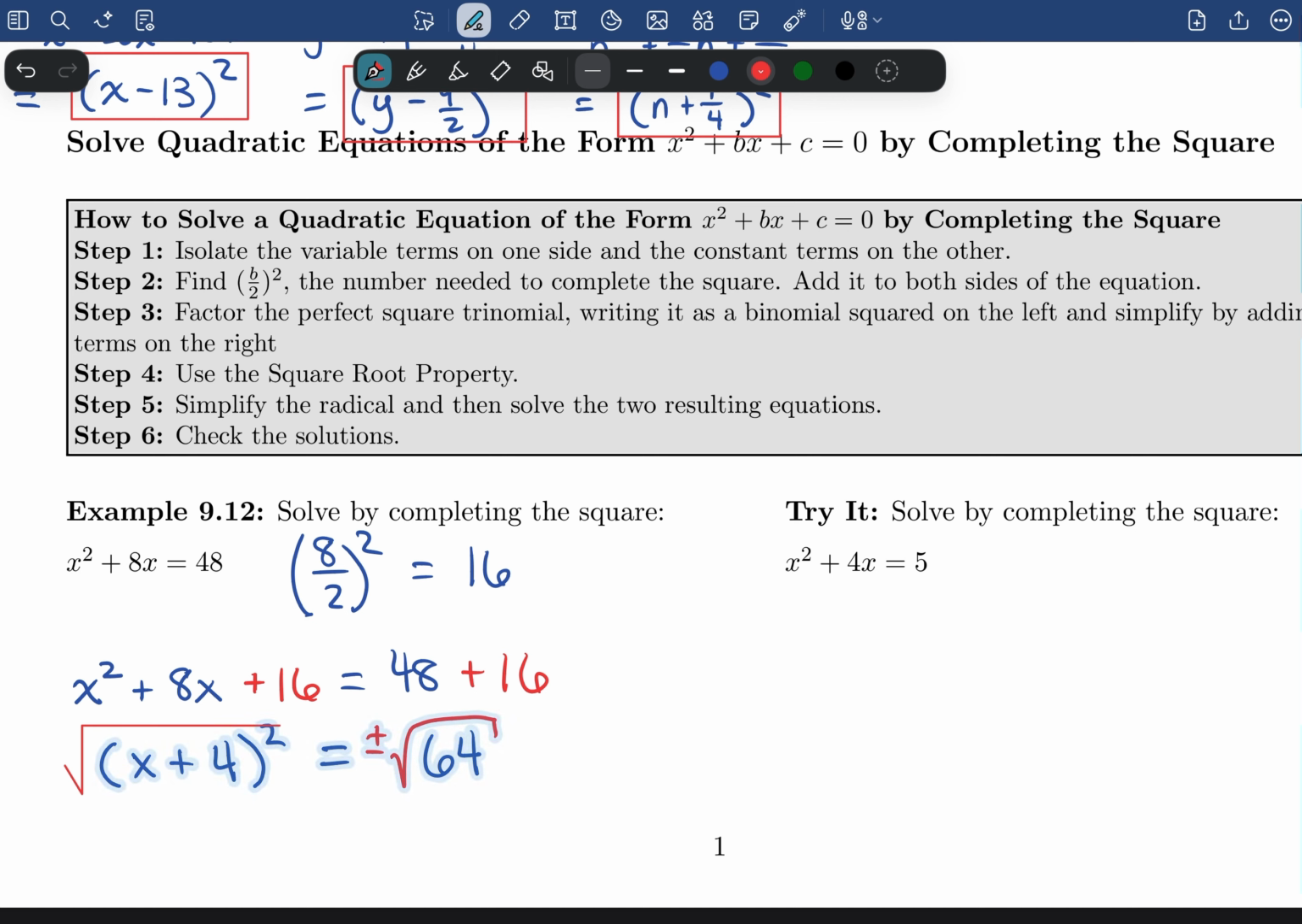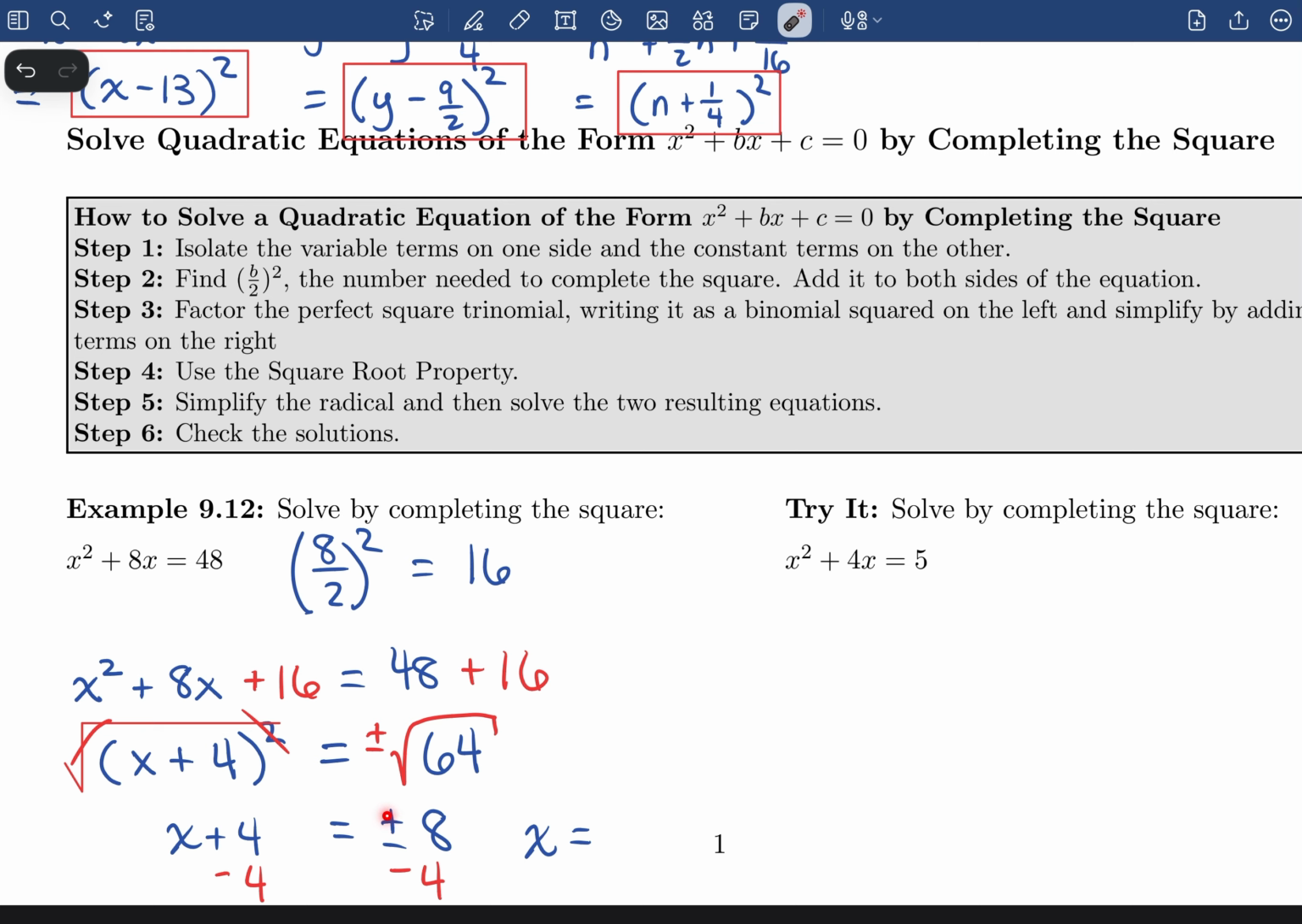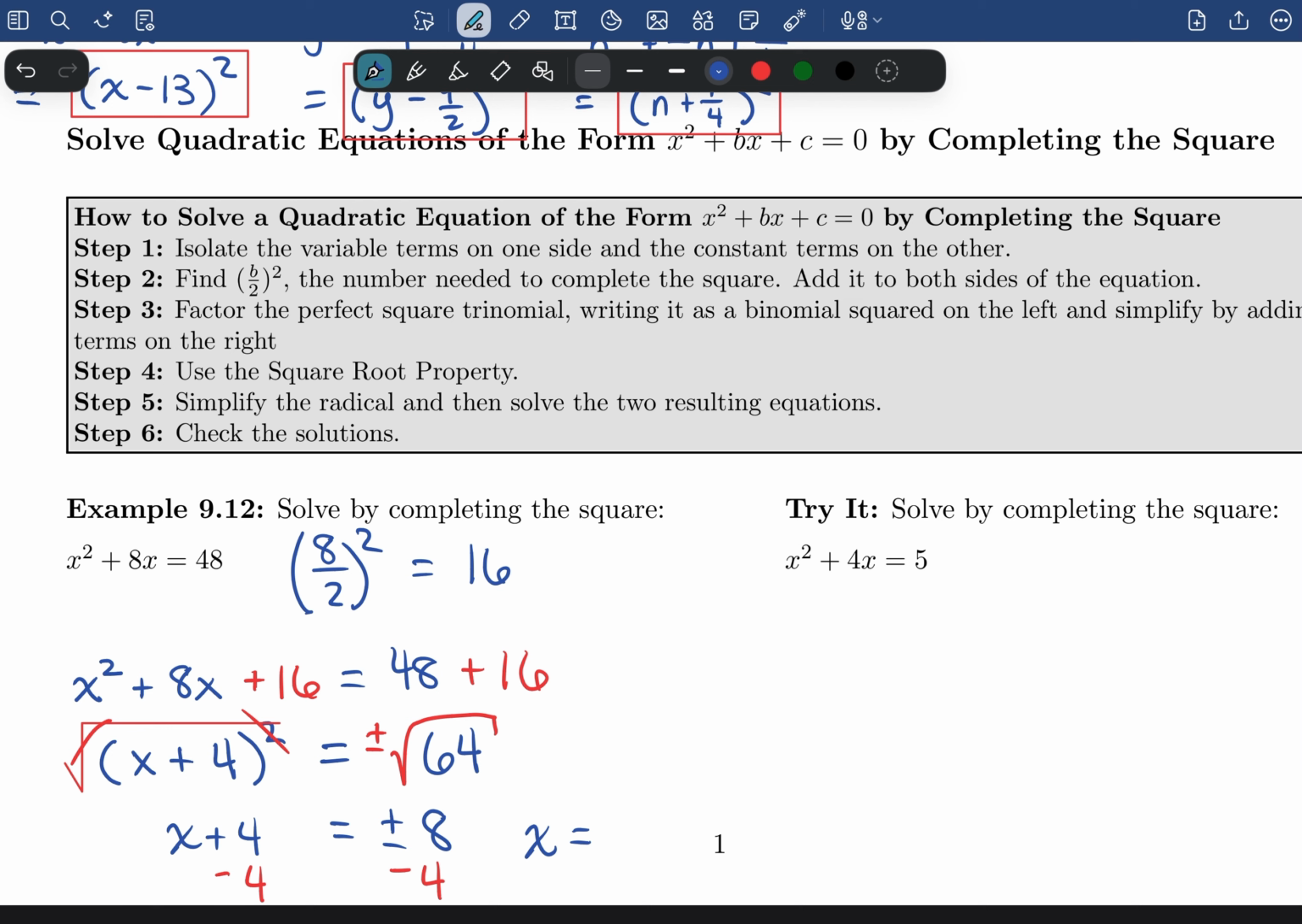Now, what's great is this square and the square root die. So now I just have this binomial x plus 4, and it's equal to plus or minus the square root of 64, which is 8. Lastly, I subtract 4 from left to right, and I now have my solutions to this quadratic equation. The first solution, remember, when you have a plus or minus, that's actually 2 answers. And you could write this as a single solution, negative 4 plus or minus 8. Okay, so that's a single solution.